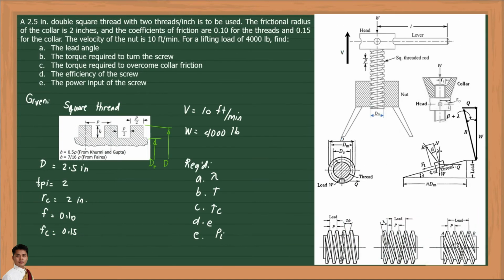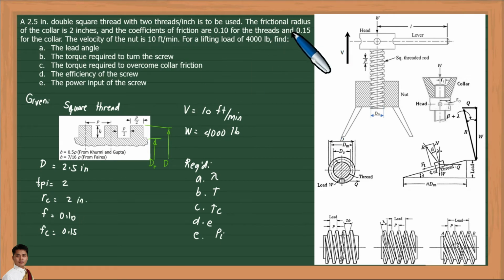So next problem, a 2.5 double square thread. So take note, double square thread. And then yung 2.5 dito, automatic yun ay outside diameter. That's why meron tayong D, 2.5 inches. So square thread, kung babalikan natin yung ating lecture, ito yung ating figure for square thread. Mamaya malalaman natin kung ano yung purpose nitong figure na to. So with 2 thread per inch is to be used. So meron tayong given na 2 thread per inch. So let us denote yung thread per inch as TPI.